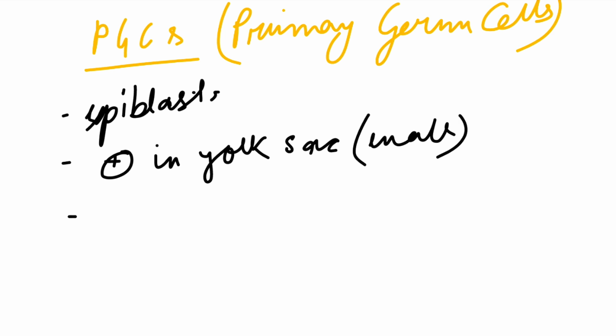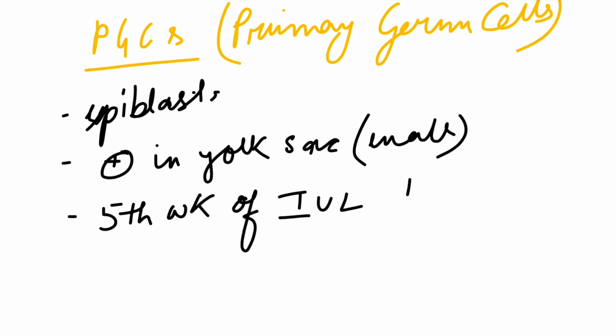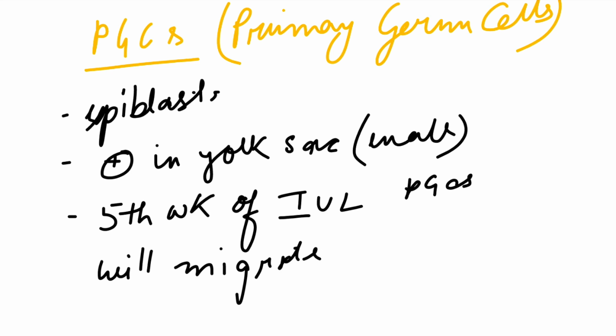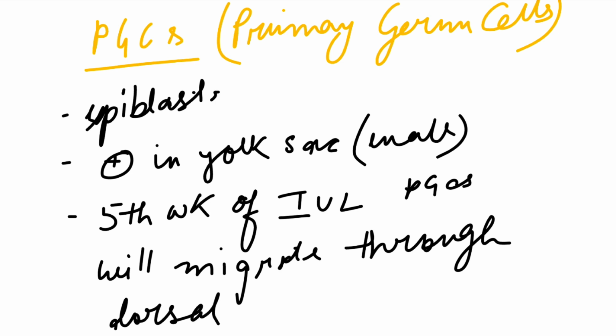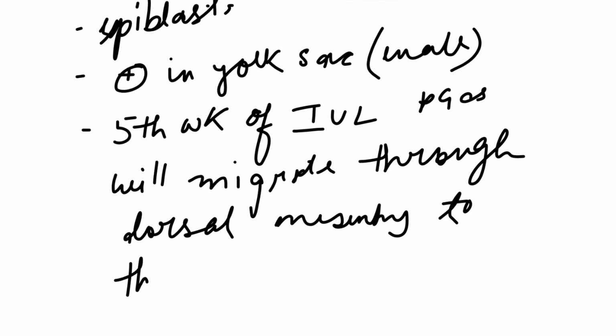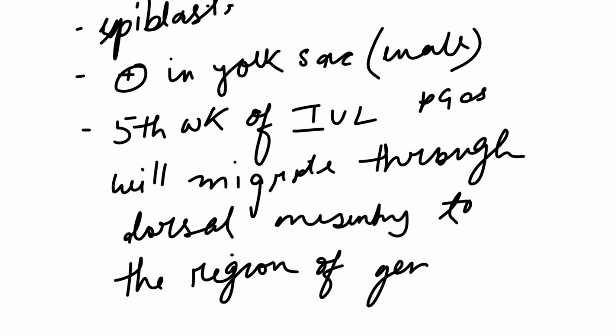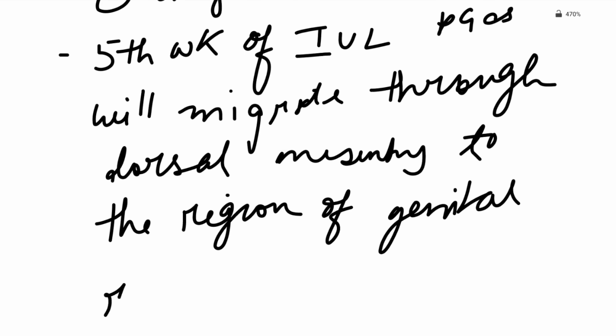What happens is that during the 5th week of the intrauterine life, the primordial germ cells will migrate through the dorsal mesentery to the region of the genital ridge by amoeboid movements.